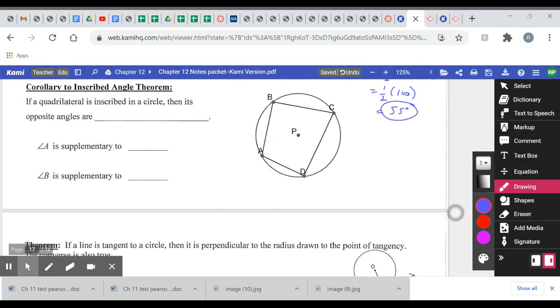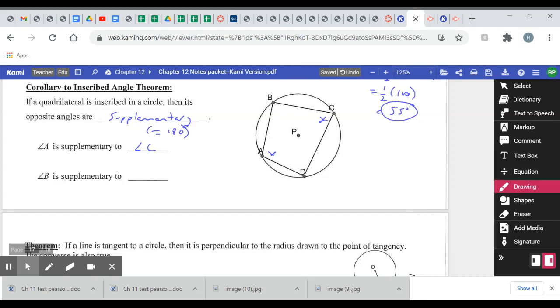Next up, if a quadrilateral is inscribed in a circle, then its opposite angles are supplementary, or they equal 180. So in this case, angle A is supplementary to angle C, and we know that angle B is supplementary to angle D.